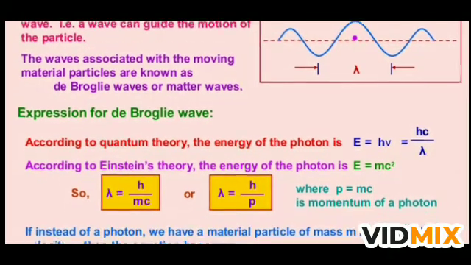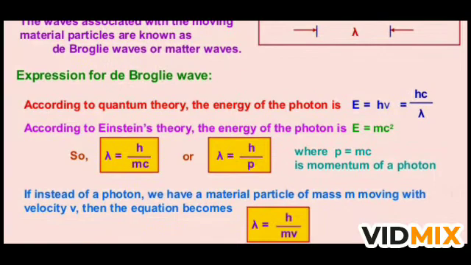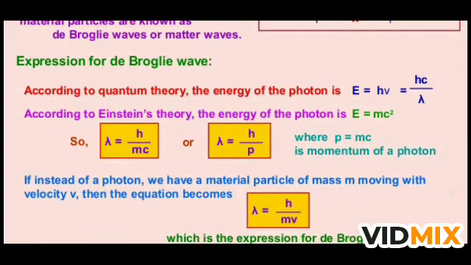The wave associated with the moving material particle is known as the de Broglie wave, or we can say matter wave. So what is the explanation of de Broglie? According to quantum theory, the energy of a photon is E equals h nu, which is equal to hc by lambda. According to Einstein's theory, the energy of a photon is E equals mc squared. So lambda is equal to h upon mc, or we can say lambda is equal to h upon p, where p is equal to mc, where c is the velocity of light and p is the linear momentum.